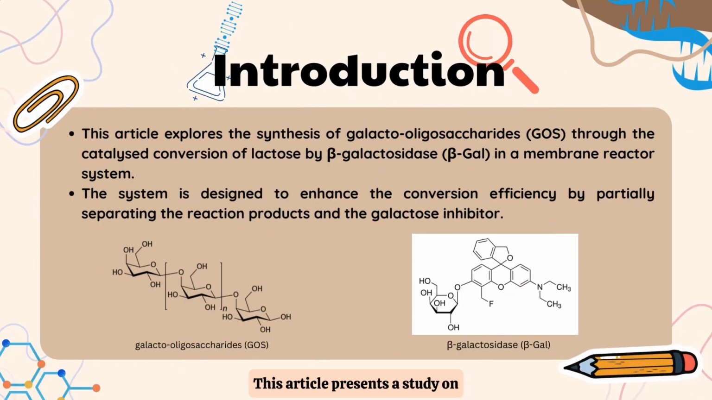This article presents a study on the synthesis of galacto-oligosaccharides, GOS, using immobilized-β-galactosidase, beta-gal, in a membrane reactor system. The system is designed to enhance lactose conversion efficiency by partially separating the reaction products and the galactose inhibitor. The findings have potential applications in GOS production and lactose hydrolysis.